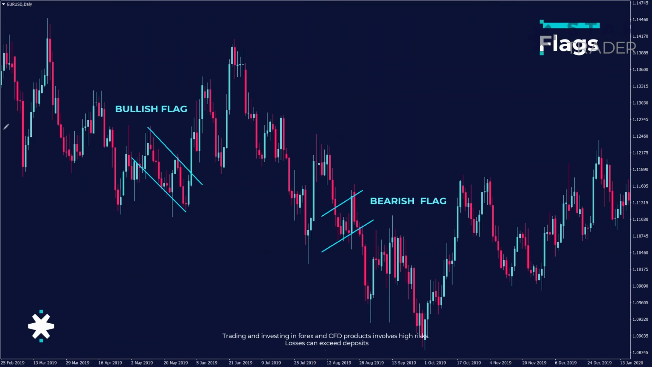The next pattern is called the flags. The flags are many patterns or small movements in the market that indicate a possibility of a certain action. Usually they move in short and fast patterns. Let's look at it in this chart. So we have bullish flag and bearish flag. The bullish flag means the flag will go down, so the market will go up. Bearish flag means the flag will go up, so the market will go down.